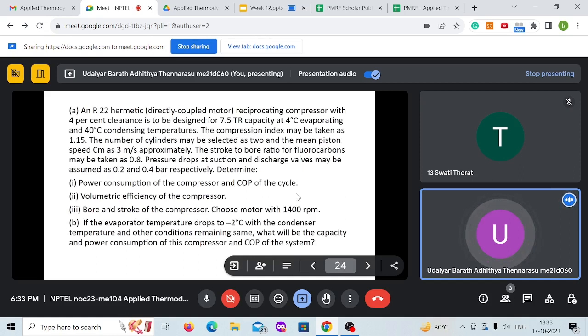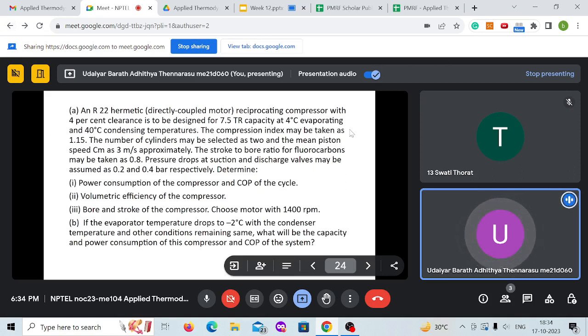So the next one is an R22 hermetic reciprocating compressor with 4% clearance to be designed for a 7.5 ton capacity at 4 degrees Celsius evaporating and 40 degrees Celsius condensing temperature. So here is given a compressor whose clearance volume is 4%, designed for a 7.5 ton capacity refrigerator, whose evaporating temperature is 4 degrees Celsius and condensing temperature is 40 degrees Celsius.